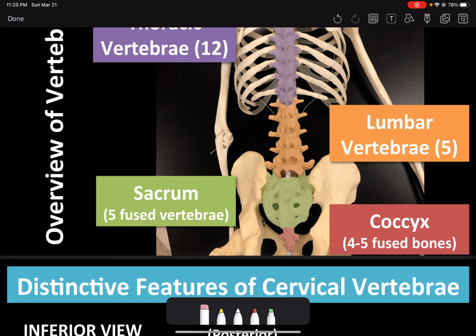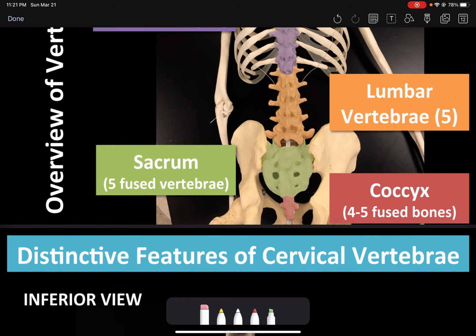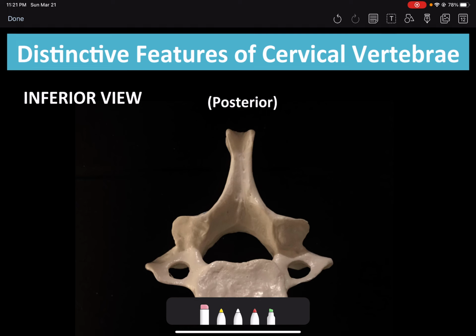At the inferior aspect of the sacrum is your coccyx, which is 4 to 5 fused bones. Your coccyx is otherwise known as your tailbone. But remember, for the practical, you're not going to write tailbone. You have to use the word coccyx. So this is a word you might want to write out over and over again. Not a word we use in our everyday language. So just make sure you watch the spelling on that particularly.